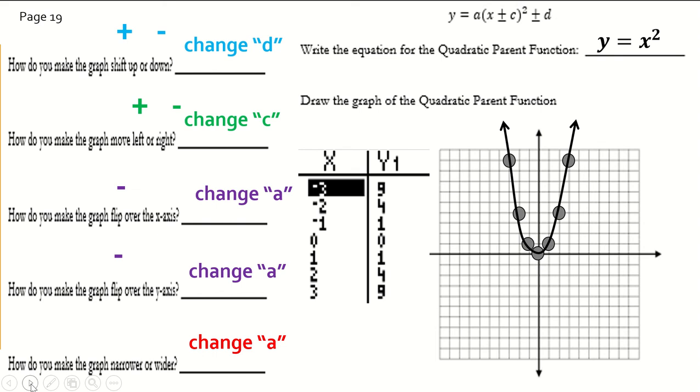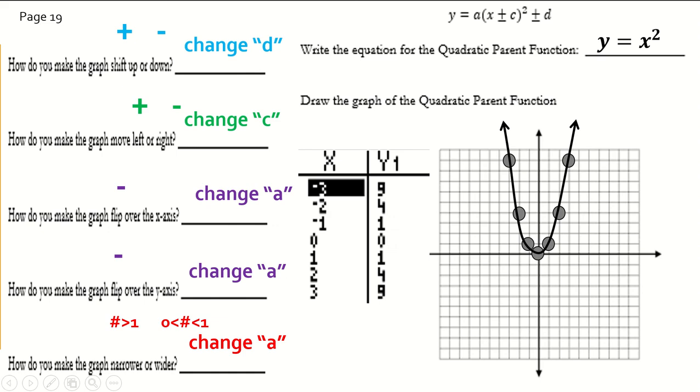If we change the a value, if we make a bigger, like 2, 3, 4, 5, it becomes narrower, so it gets vertically compressed. But then if we make a smaller than 1, like a fraction, 1/2, you can plug that into your y equals screen to see that it gets wider. So changing a affects if it's flipped, facing up or down, and it also affects how wide or narrow the graph is.